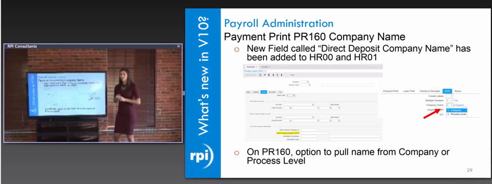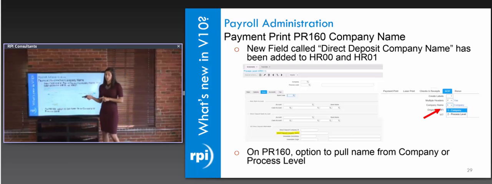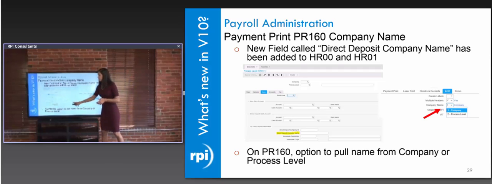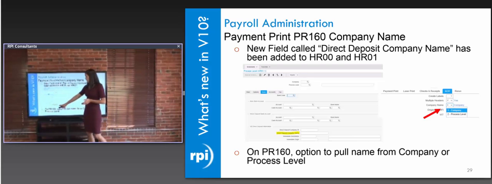A couple of payroll updates on the PR160 company name. There's been a new field added to the HR00 and the HR01 from which you can select on the PR160 which company name to use. To break it down a little bit, this is a screenshot of the PR160 right here, and over here we have a screenshot of the HR01 process level. So this is the field that you can select to pull from.